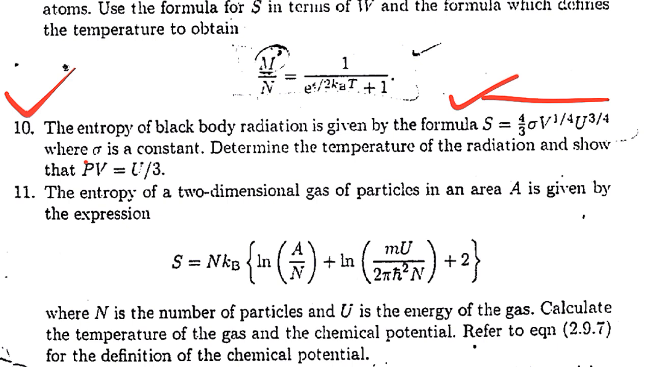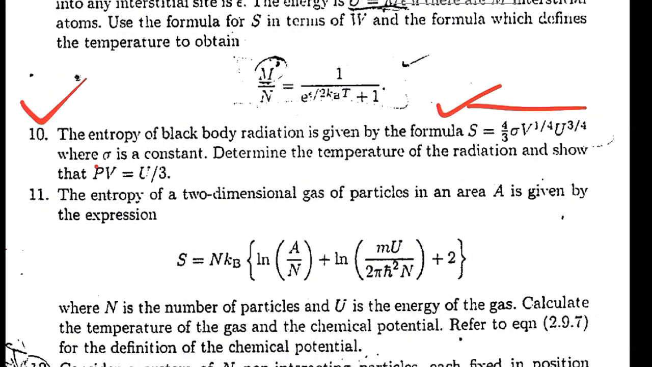So those are the two things that we need to do in this problem. The first thing is to determine the temperature of the radiation, and the second thing is to prove that PV equals U by 3. Alright, so let's see how we can do that. Let's quickly get started with the solution.